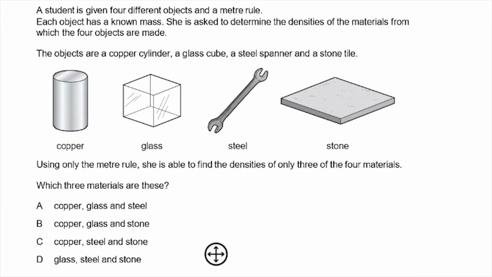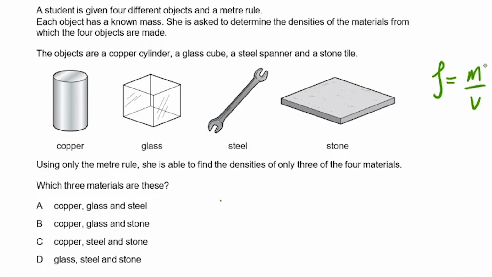Next, a student is given 4 different objects and a meter rule. Each object has a known mass. She is asked to determine the densities of the metals from which the 4 objects are made. The objects are a copper cylinder, a glass cube, a steel spanner, and a stone tile. Using only the meter rule, she is able to find the densities of only 3 of the 4 metals. Which are these metals? Of course, like I said, density is given by mass over volume.